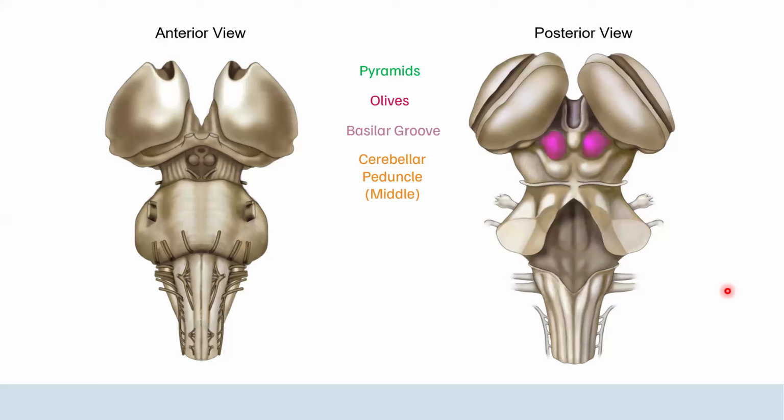Great. Now, what about this bulging here that I was telling you guys is very distinctive for the midbrain? Superior colliculus, perfect. And what about this one? Inferior colliculus, right?